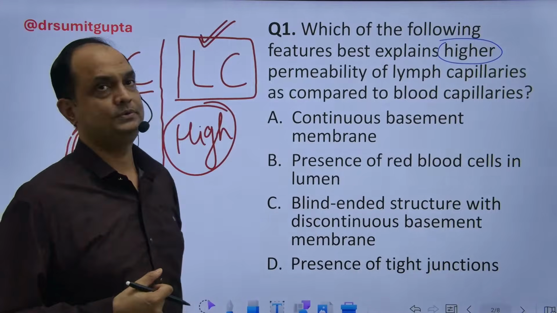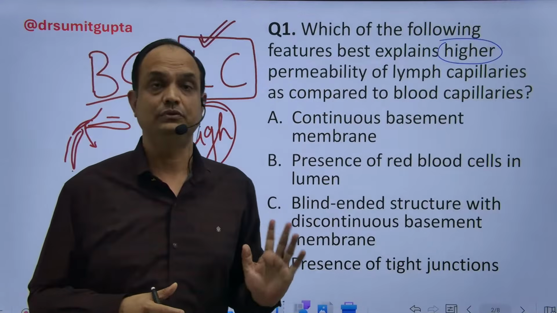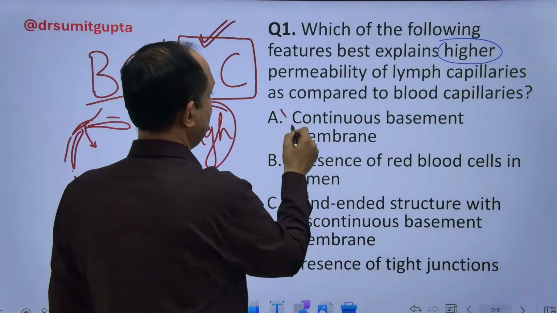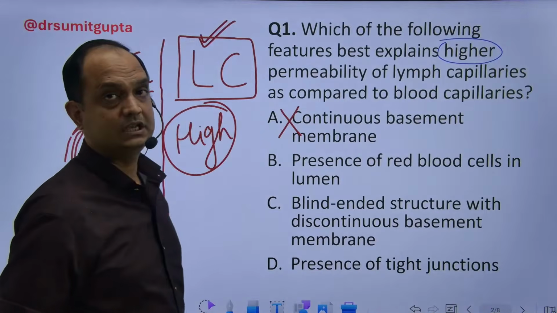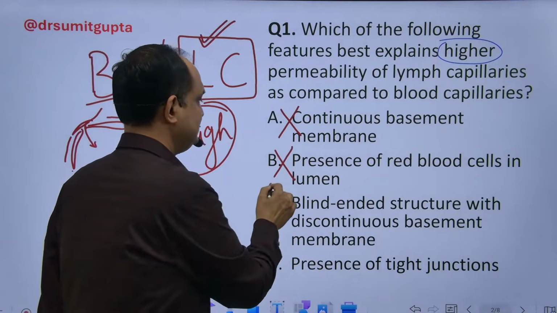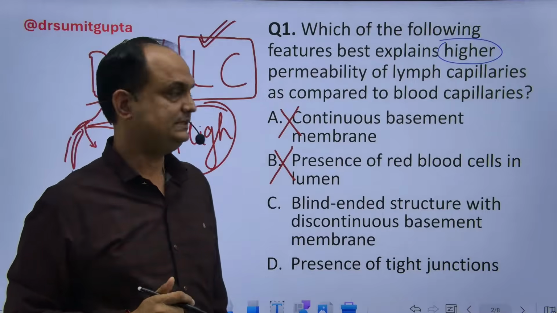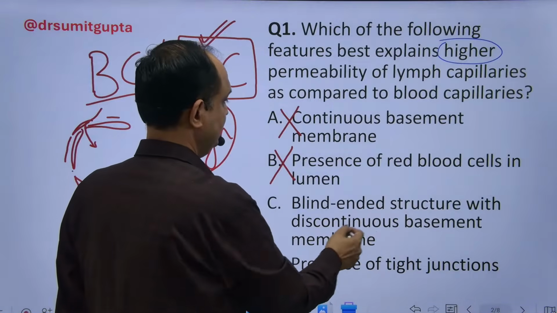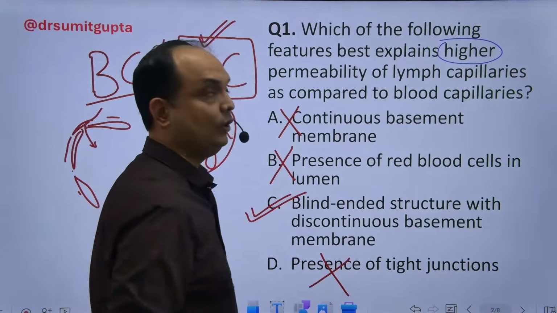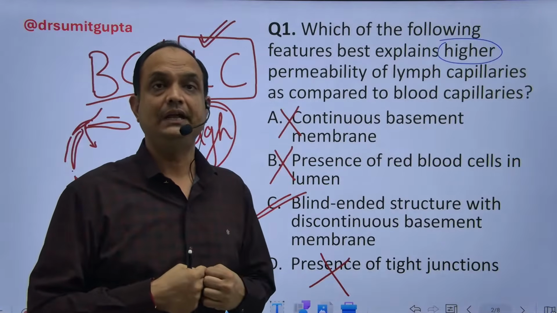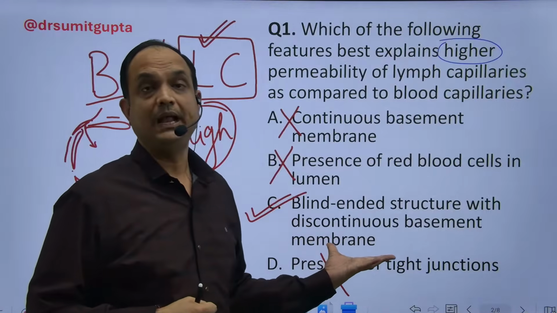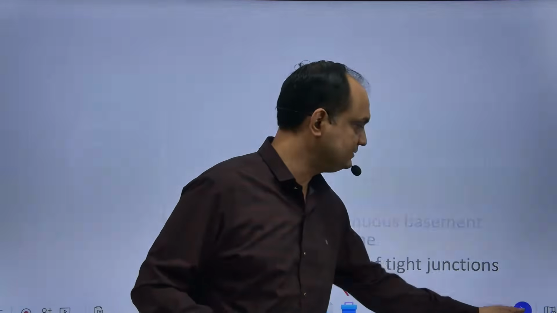So when you see the four options, which is the perfect thing you should know about the lymph capillaries? Continuous basement membrane? No, I just told you their basement membrane is discontinuous to make it more permeable. Presence of RBC cells in the lumen? The lymphatic system never has blood vessels or blood cells like RBCs. Blind-ended structure with discontinuous basement membrane is the answer. Presence of tight junction? Tight junctions always make the cells very closely adherent and make them less permeable. So the only answer is C, the blind end with discontinuation of basement membrane.